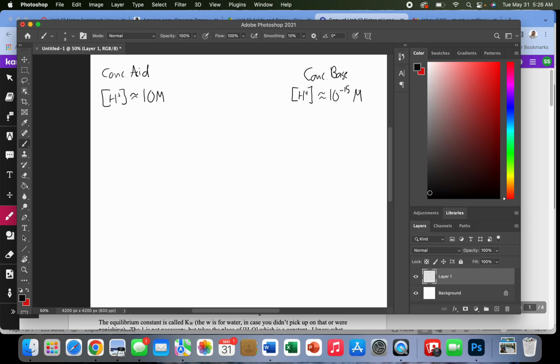So this is our effective range. The trouble is that 10 to the negative 15th has 14 zeros in front of a 1, and this one has 1 in front of 1, 0. So you've got a range of 10 to the 16th, and that's a lot of zeros. No one wants to write all those zeros, or compare something in the 1s or 10s place to something in the 10 to the negative 15th place. So instead we're going to use this pH scale.